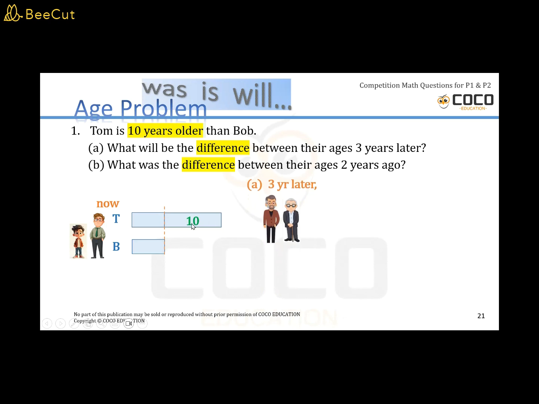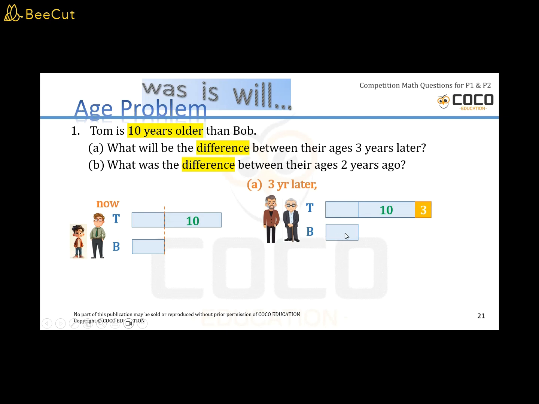3 years later, we know they are both getting older. Of course, they won't get that old. We just want to show you both of them getting older. This is the bar for now. Tom is getting older, which means Tom's bar should get longer. How much longer? 3 longer.